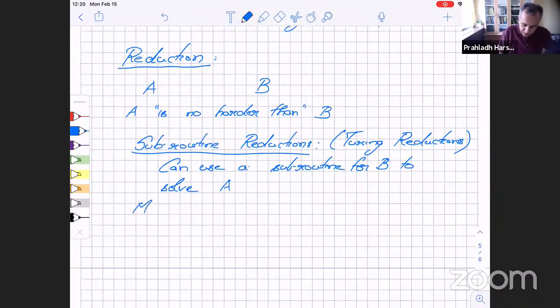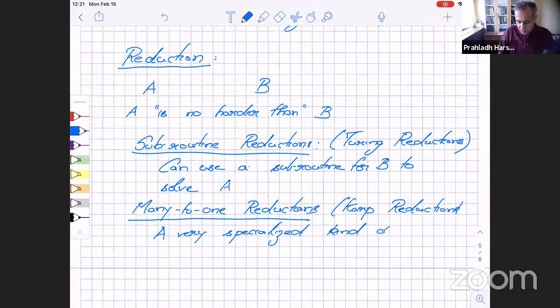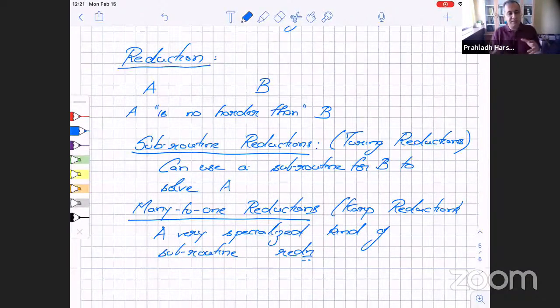Some of you might have also heard of the other notion. I will not define it, but many-to-one reduction. This is a special case of subroutine reductions. In what sense is it a special case? We'll come to it shortly. You might have heard either Turing reductions or Karp reductions. Sorry, many-to-one reductions or Karp reductions. It's a very specialized kind of subroutine reduction. And you might ask, why do you want to do this? It's going to be a smaller class, so it's going to be easier to search for such reductions. So we will build this out.